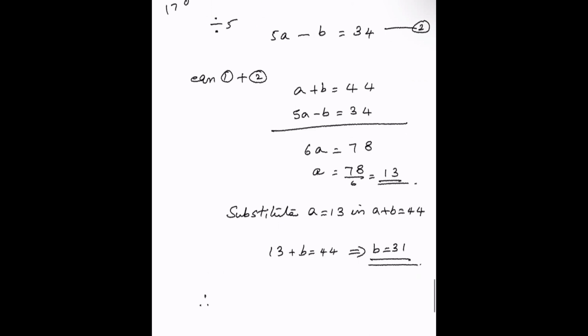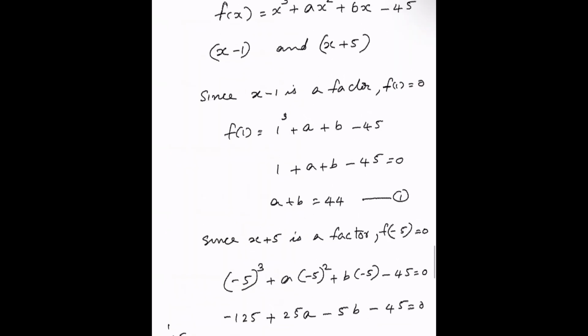Now, what would be the polynomial? Therefore, f of x would be x cube plus 13x square plus 31x minus 45. So this is your new polynomial. What you can do is, you have the polynomial, you can divide it by the given factors. So what are the factors given to you? x minus 1 and x plus 5 are given to you. So you can go ahead and divide this.